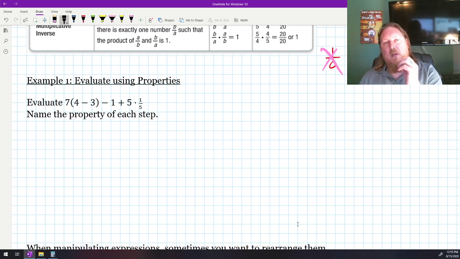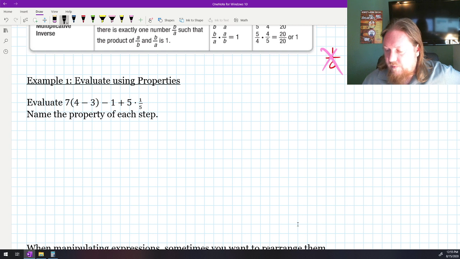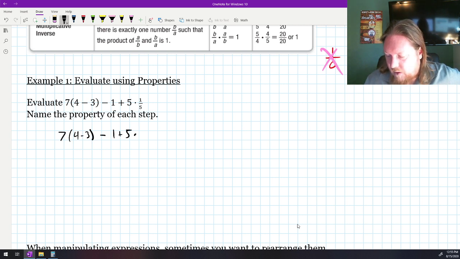And here's what I would like you to do. This is why I was trying to encourage you to do one step at a time. We're going to do this one step at a time. And then from there, we're going to name the properties that we use for each one. So evaluate using the properties. 7 times 4 minus 3 minus 1 plus 5 times 1/5.